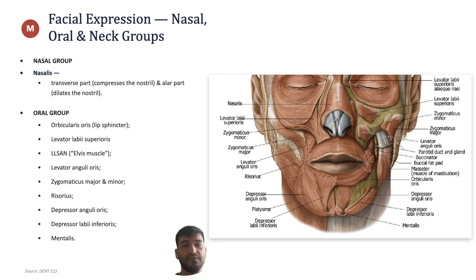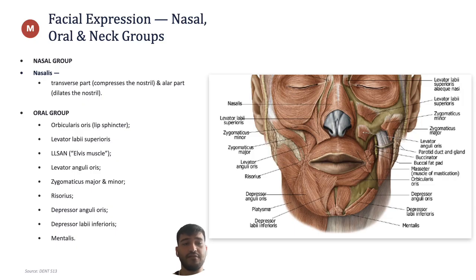And then we can go to the nasal group. The main thing here is just the nasalis, which lays over the bridge of the nose. It has two parts as well. There's the transverse part, which compresses the nostril, and the alar part, which dilates the nostril. I can see them asking what dilates the nostril, and you'll just say the alar part of the nasalis.